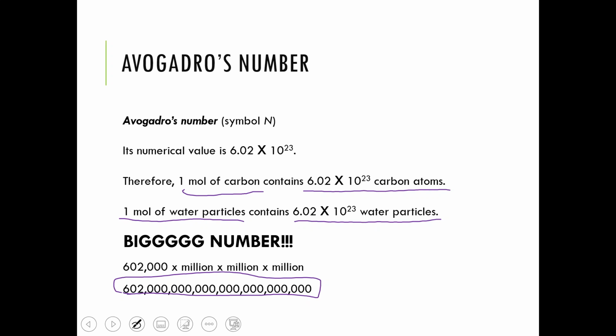Now, it's such a big number because it's not like we can see with our dozen eggs. We can see our 12 eggs and we can count those individually to verify. But we cannot see one carbon atom or one water particle or one copper ion. They are just too small to see. So we have to have a whole lot of them in one group to be able to quantify that. So 6.02 times 10 to the 23rd atoms, particles, ions, molecules of any of those is equal to one mole of that.